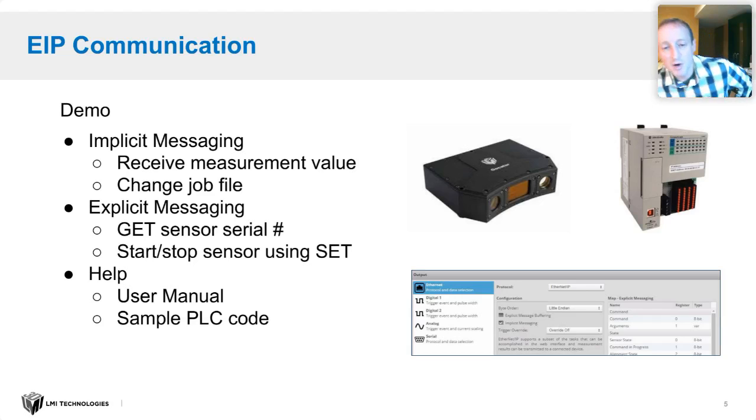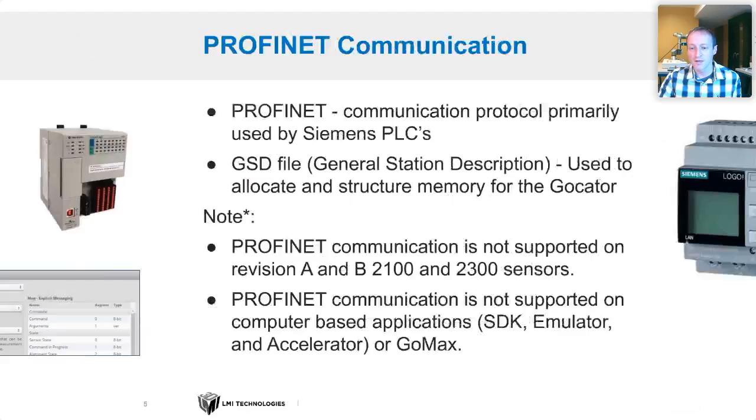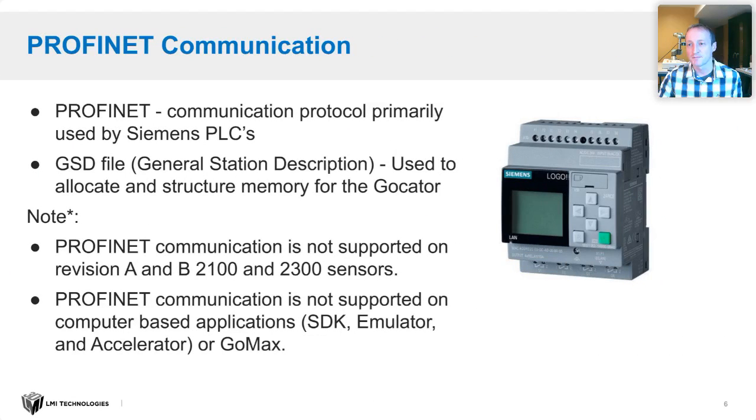All right, so that was the demo. Again, to summarize, we showed implicit messaging and explicit messaging using commands from the PLC, receiving data back from the vision system. And I pointed out that LMI offers pretty extensive documentation of this in our user manual, as well as downloadable PLC sample code. And with that, I'll turn it over to Trevor for the Siemens and Profinet portion.